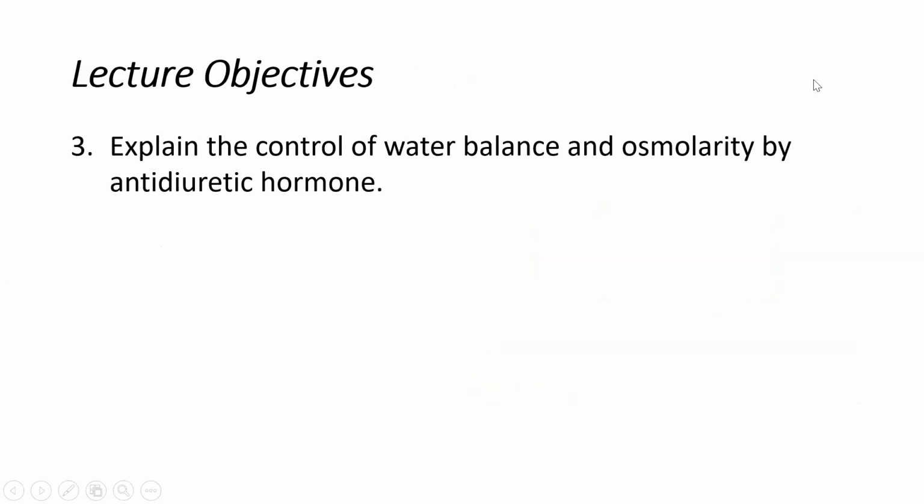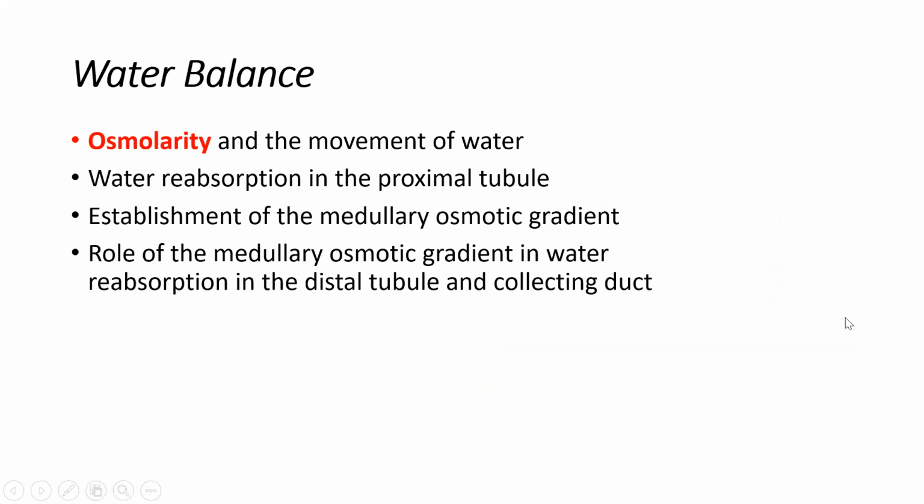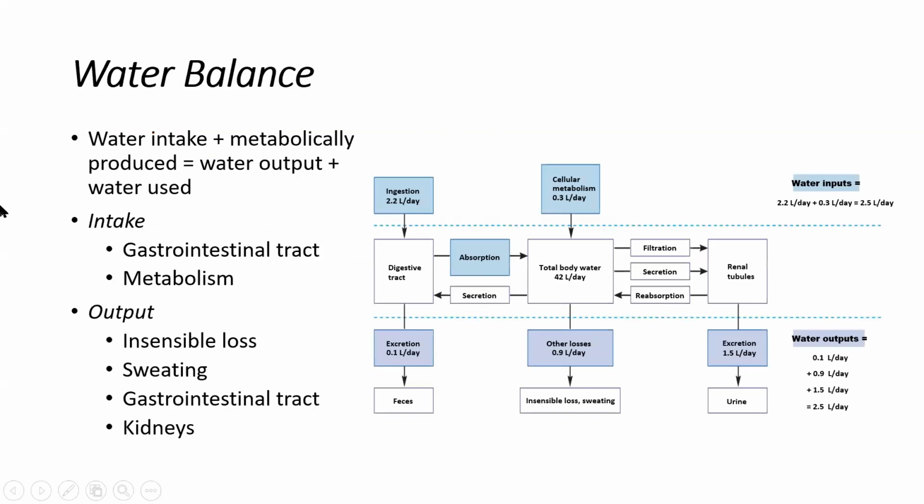Okay, let's move on to objective 3, to explain the control of water balance and osmolarity by antidiuretic hormone. So this is that hormone that I was talking about earlier, and we'll talk about how it affects the osmolarity and the movement of water. Actually, let's skip over this slide. This is just the topics that we're going to talk about.